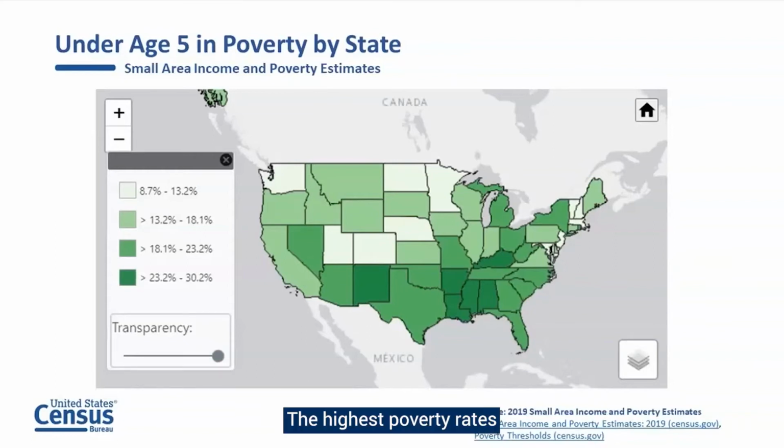The highest poverty rate for the under 5 population was in Mississippi, at 30.2%. The second highest was Louisiana at 28%, and the third highest, New Mexico, at 25.2%. Arkansas, Alabama, and Kentucky also fall into the highest category, which is represented by the darkest green. And New Hampshire had the lowest poverty rate for under 5 at 8.7%.